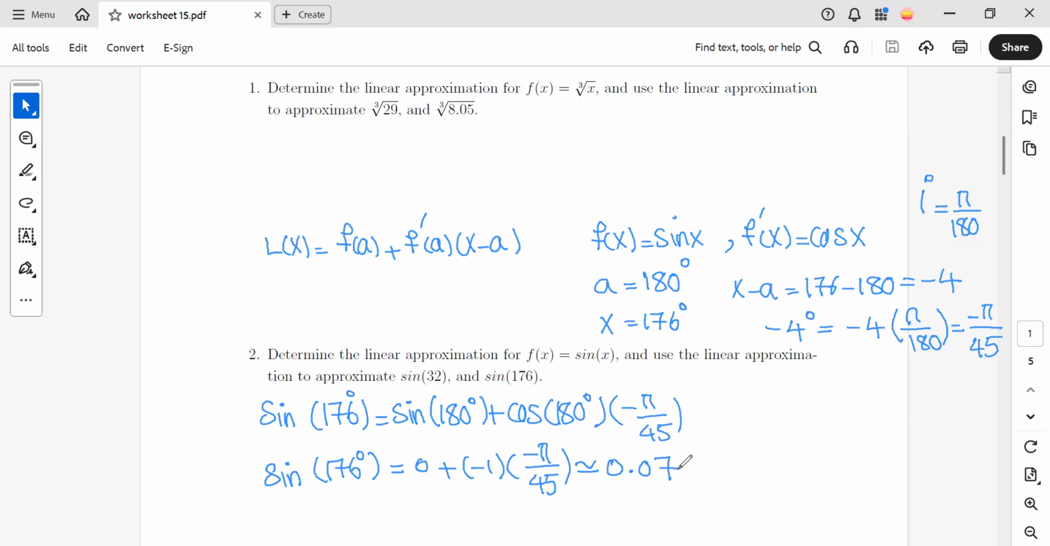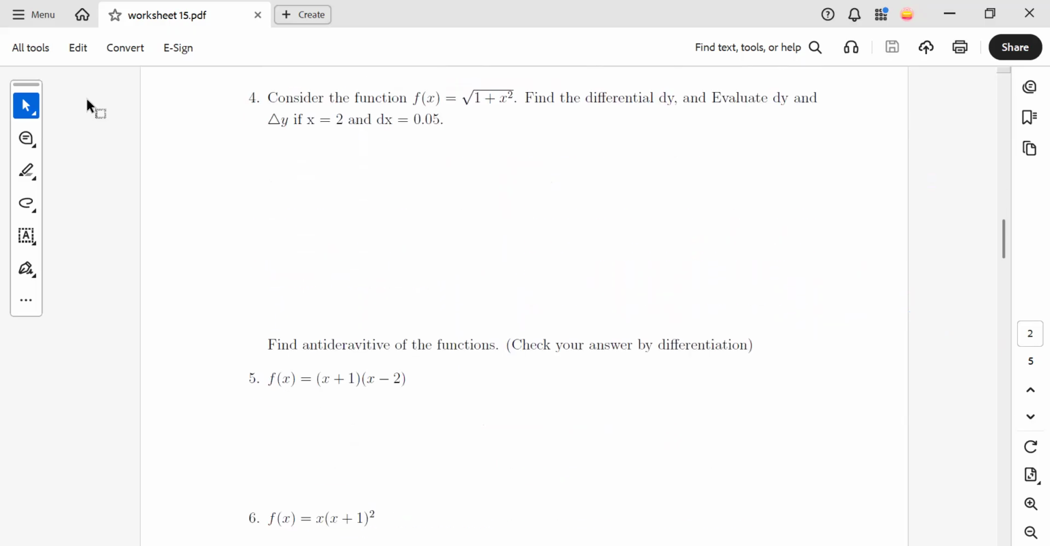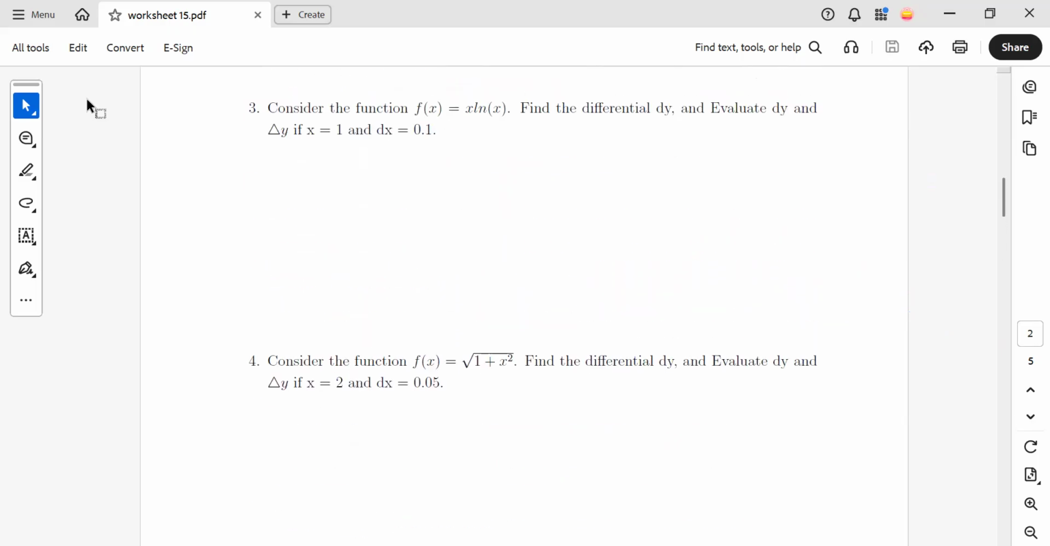Let's move on to the next one. Number 3. Consider the function f of x equals x ln of x. Find the differential dy and evaluate dy and delta y if x is 1 and dx is 0.1. So we have the formula that says dy equals f prime of x times dx.